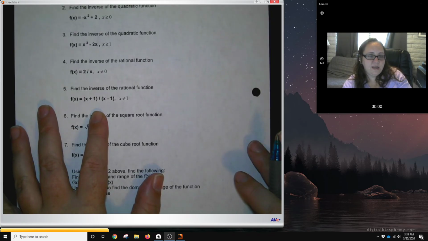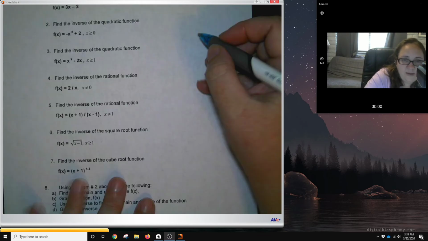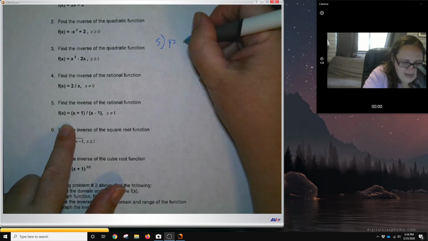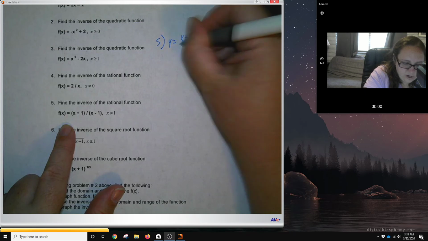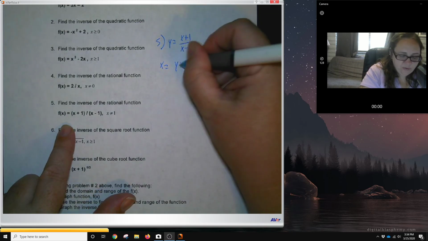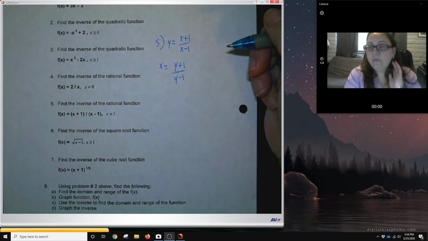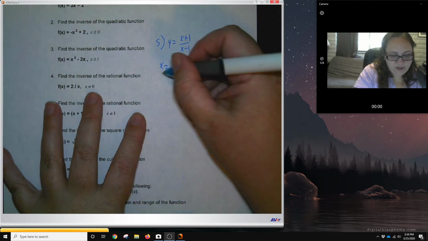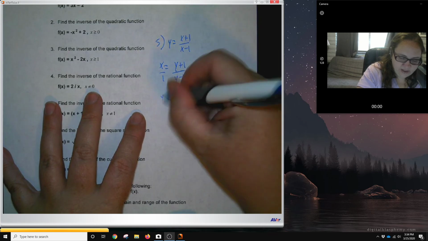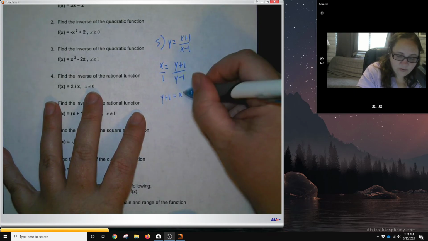So this is find the inverse of. Now, if we rewrite this, I'm going to do this one over here. That would be y equals x plus 1 over x minus 1, which would then become x equals y plus 1 over y minus 1. And just like before, I'm going to put the x over 1 and cross multiply. So 1 times y plus 1 is y plus 1. x times y minus 1 is xy minus x.